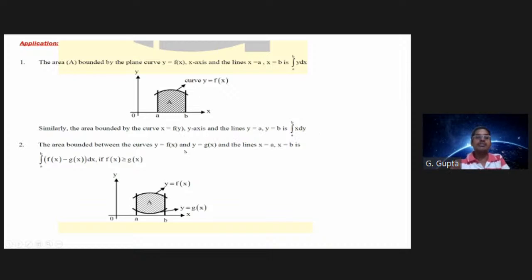Similarly, the area bounded between 2 curves: the upper curve is y is equal to f(x), the lower curve is y is equal to g(x). Again, 2 boundaries, that is 2 vertical lines, x is equal to a, x is equal to b, is given by the integration of the difference of the 2 functions, where f(x) is greater than or equal to g(x), dx. Usually this f(x) is called the upper curve, and this is the lower curve. Okay.